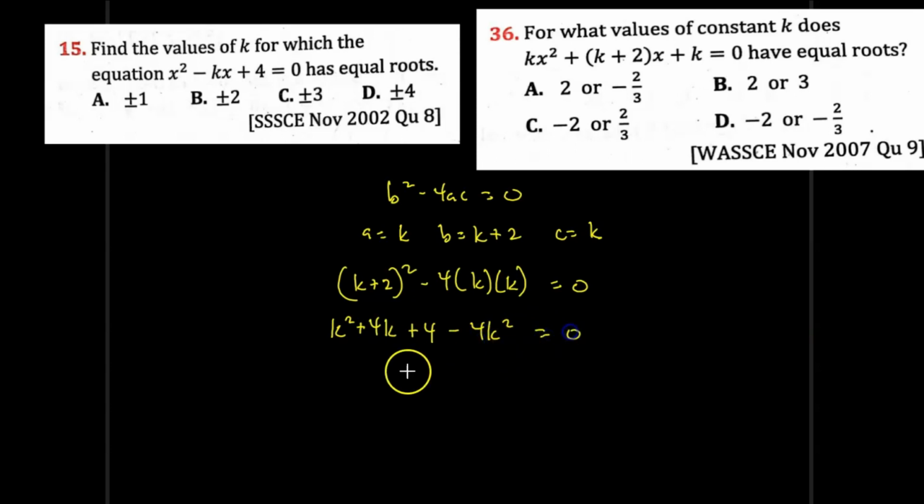And this must be equal to 0. Now you realize that we are having a quadratic equation again to solve. But k squared has a like term of negative k squared here, so we are going to have it as minus 3k squared plus 4k plus 4, and this must be equal to 0.